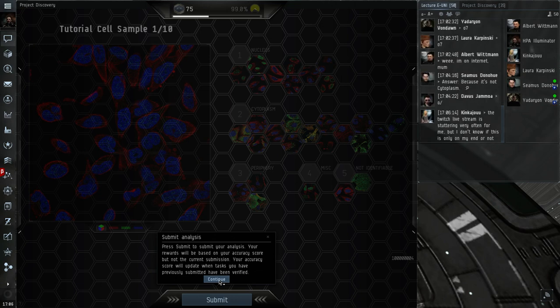And you will get a reward in both ISK and in AK, analysis credits, which are loyalty points that you can use to buy certain skins, or not skins, but you can buy lab coats and other things.